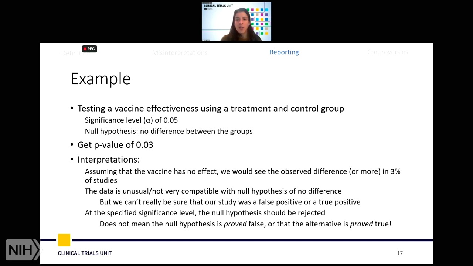I will pause here to see if there are any questions before I jump into some of the controversies. I think that should take up the bulk of the rest of the talk.